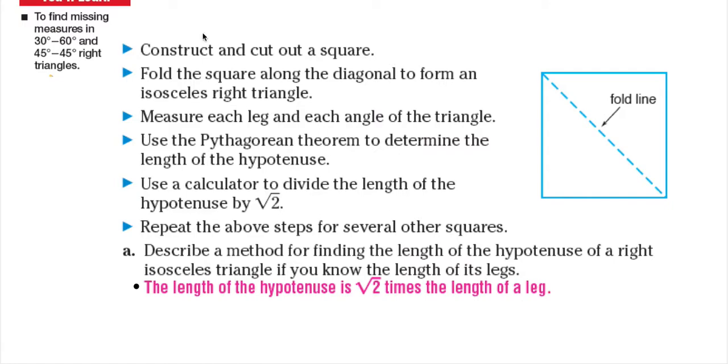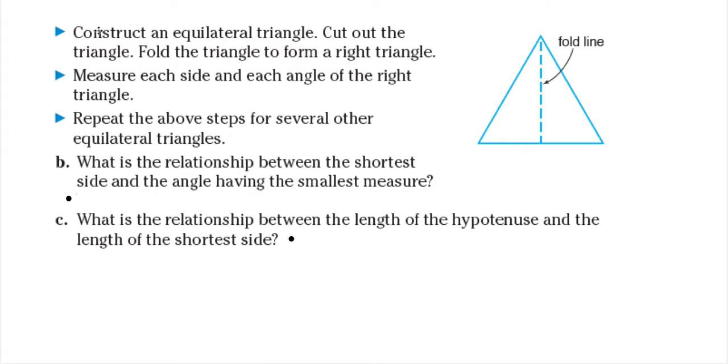Let's consider the next activity. In the next activity, you're asked to construct an equilateral triangle. Remember what an equilateral triangle is. It's a triangle where all sides are congruent. We want to cut it out and fold the triangle to form a right triangle. Measure each side and each angle of the right triangle. Repeat the steps above for several other equilateral triangles. Let's answer questions B and C later on.